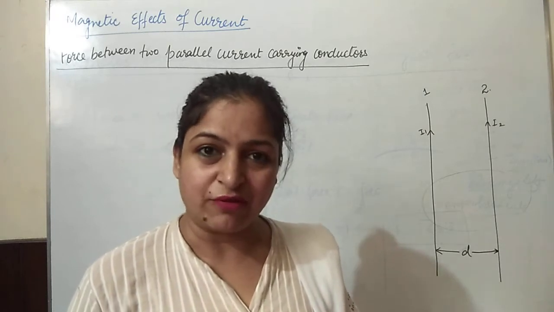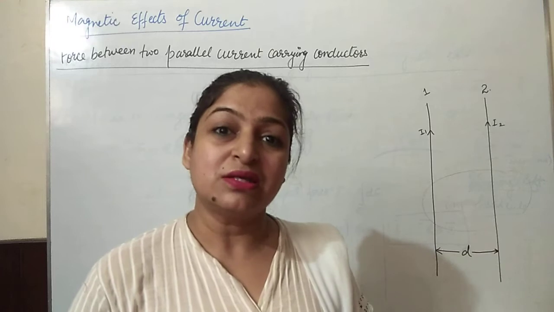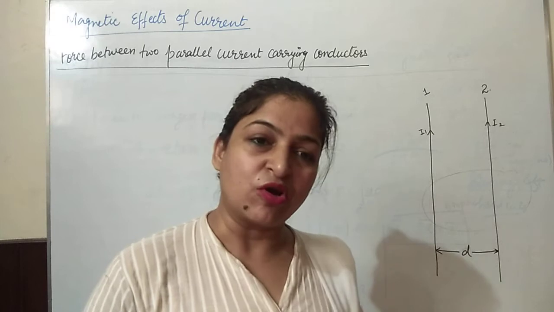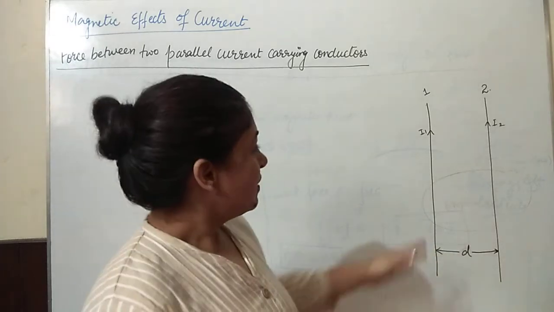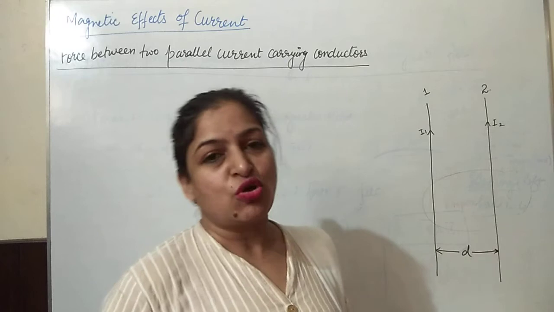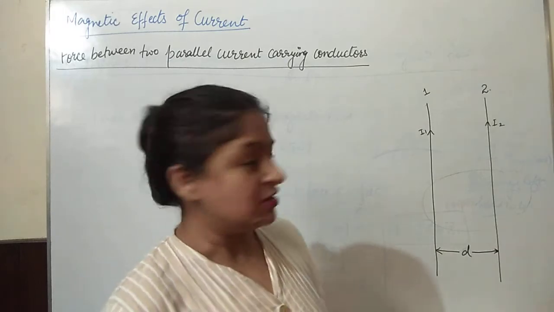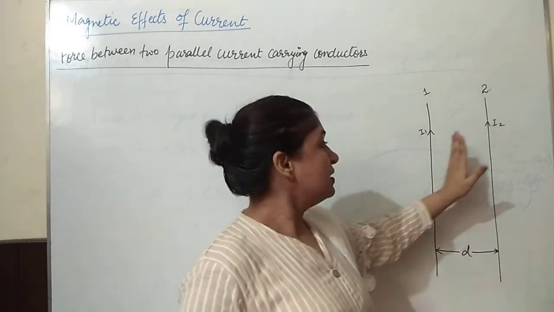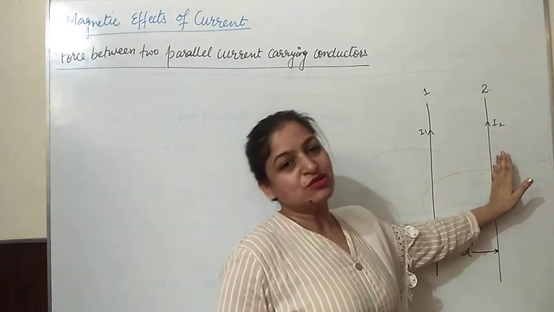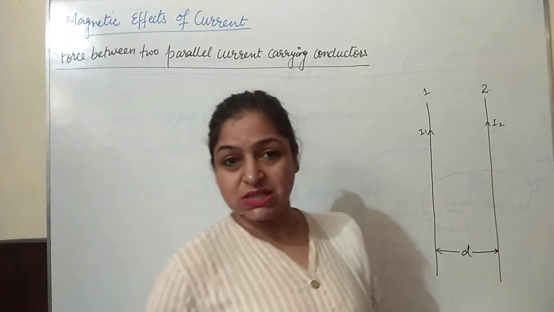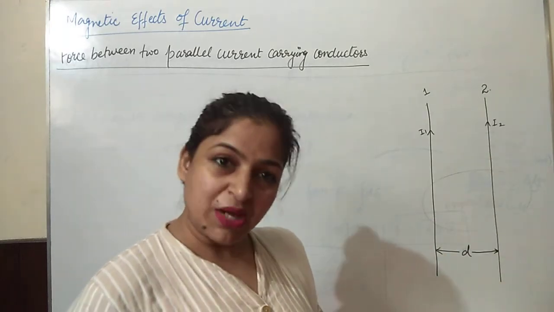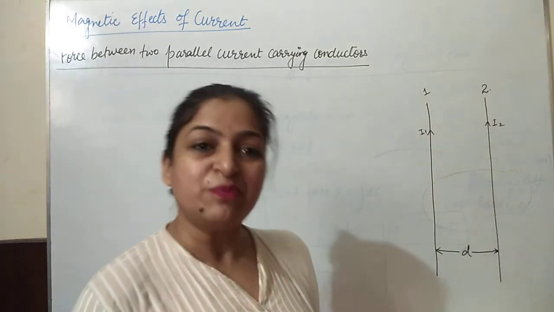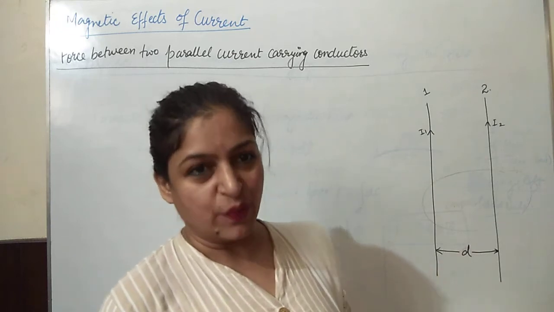Why are they going to exert force on each other? There is no external magnetic field present here, but we know that the basic source of the magnetic field is current. So this current is producing its own magnetic field, and this current is also producing its own magnetic field. So we can say conductor 1 is placed in the magnetic field of 2, and conductor 2 is placed in the magnetic field of 1.